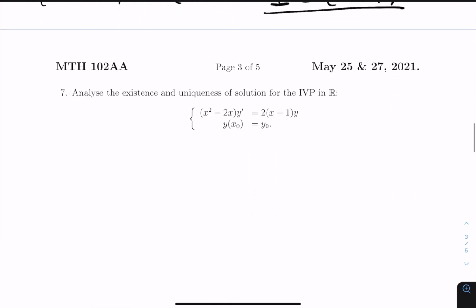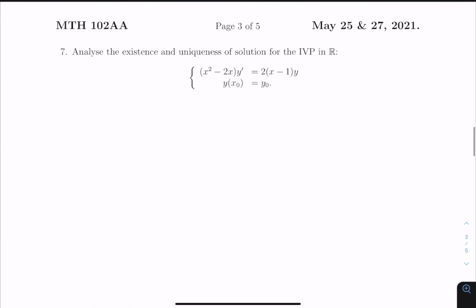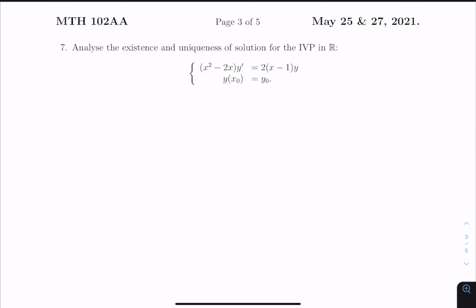Okay, now let's look at problem number 7, which is to analyze the existence and uniqueness of this initial value problem. So what is the purpose here? So here you see the ODE is given, which is this, and the initial condition is given, but the value of x0 and y0 is not given. It's some generic value, x0 and y0, some elements from R, right?